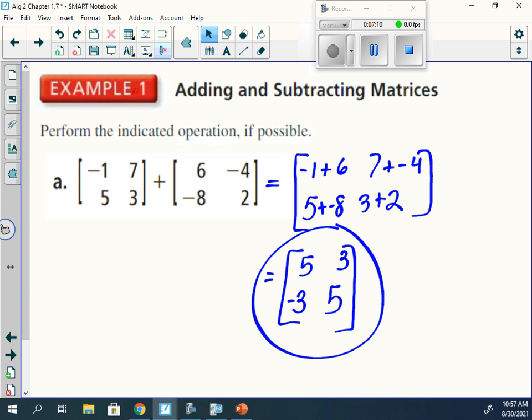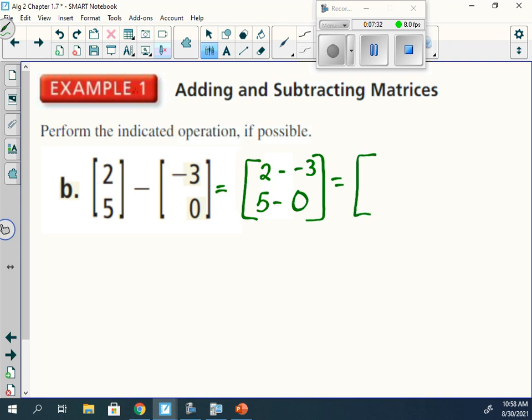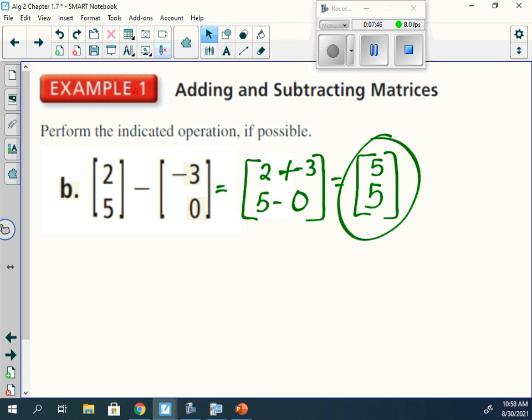We ready for the next one? Can we add these two together? Because we have a 2 by 1 and a 2 by 1. So we have 2 minus -3 and 5 minus 0. And what is 2 minus -3? It's the same as 2 plus 3, which is 5. And 5 minus 0 is 5. So our answer is the matrix 5, 5.